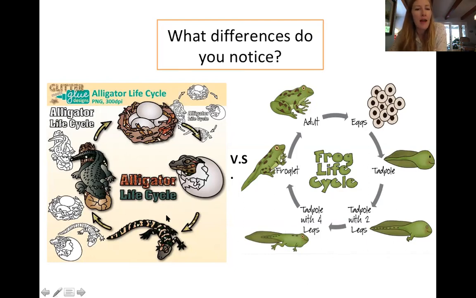Okay. Now the alligator life cycle, again, we see that hard shell. We see the baby hatching, right? And the egg cracks. It turns into a baby. I guess it starts as a baby. And then it becomes an adult.